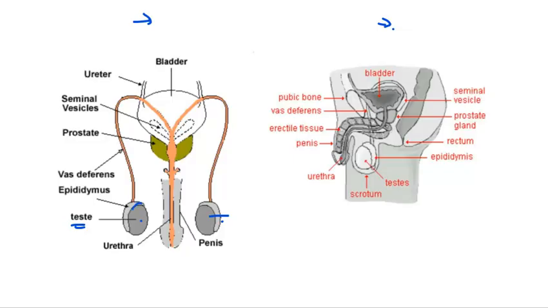Mature sperm cells are stored in the tubular system here of the epididymis, and under sexual stimulation move up through this structure here, which is known as the vas deferens, which curves around and in front of the bladder, descending down into the region here where we have the two structures known as the seminal vesicles and the prostate.